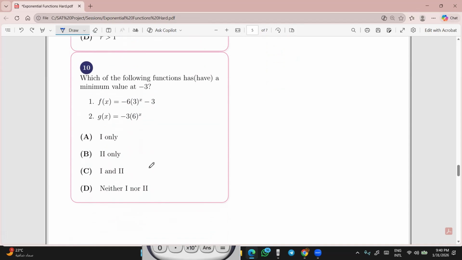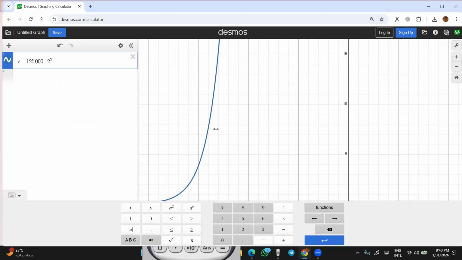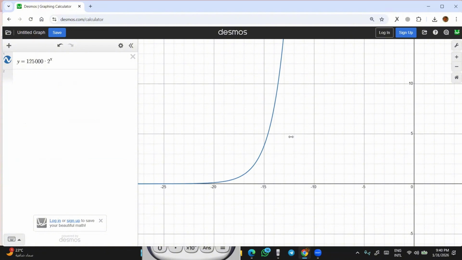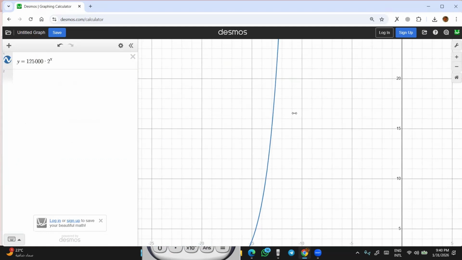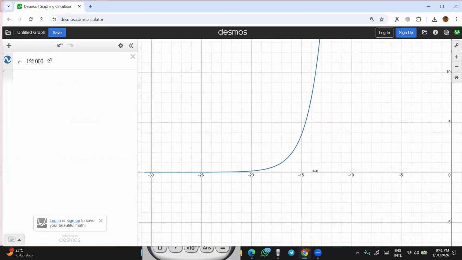Number 10. Which of the following functions has a minimum value at x is equal to 3? Guys, in this question, do you have any inequality? No. So we don't have a minimum or maximum. Guys, listen to me. When you have a graph like this one on Desmos, does this graph, without an inequality, have any maximum or minimum? Where is the maximum? We don't have a maximum, even if you move along the line till tomorrow. You'll not find anything.